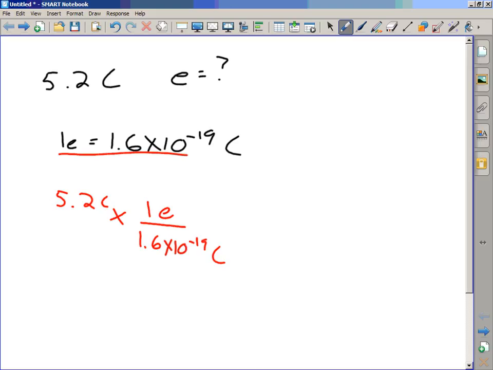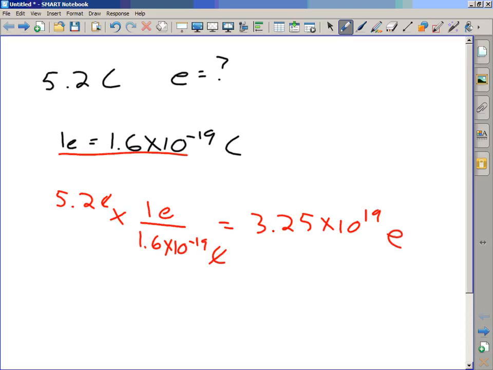The reason I want to do that, coulombs cancels. Does that make sense? Right? Coulombs cancel. So, how many electrons do I get out of this? 5.2 divided by 1.6 e to the negative 19. I need a calculator for this. Okay, 3.25 times 10 to the 19 electrons.